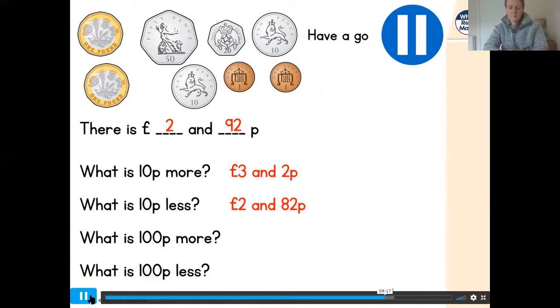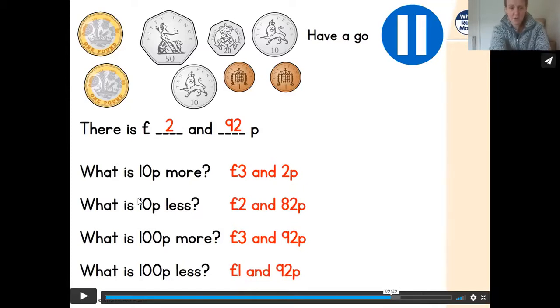What's a pound more? 100 pence, of course, is a pound. So what's £1 more? It's £3.92. And what's 100 pence less? Or what's £1 less? £1.92. Well done if you managed to get those right. The trickiest one there was this one. What is 10p more? The rest were quite simple.